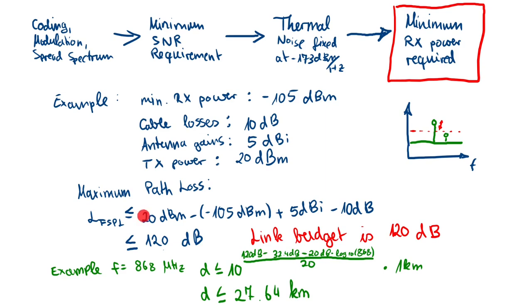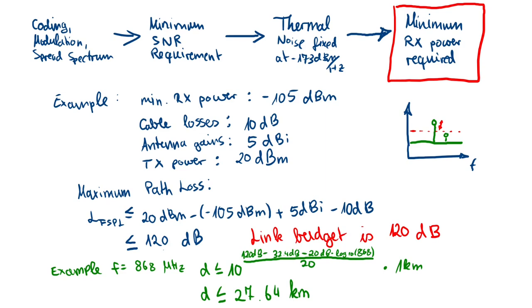And yeah, this is just some mathematics. So here it's the difference between the transmission power and the reception power plus the antenna gains minus the cable losses, and this gives a maximum free path loss of 120 dB. So the path loss must be below this 120 decibel. So we can say that the link budget is 120 decibel.